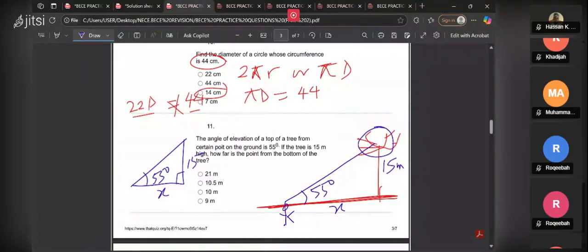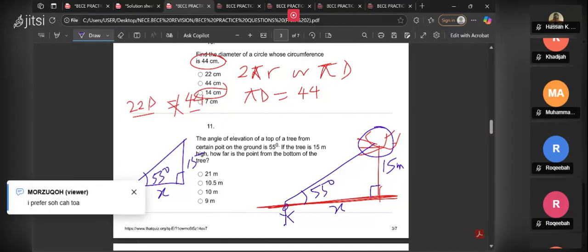After knowing this, you now need to decide which method you are going to adopt. Are you going to use SOHCAHTOA, or are you going to use Pythagoras theorem? For Pythagoras theorem, two sides must be given, looking for the other side. But if you are going to use SOHCAHTOA, one side and one angle will be given.